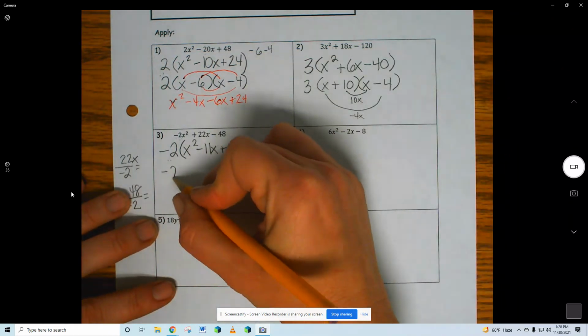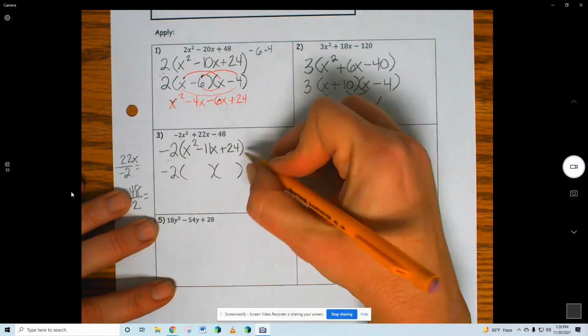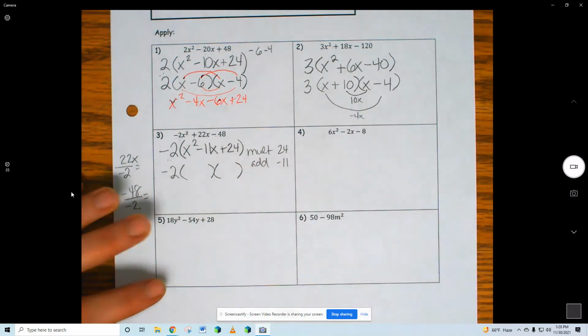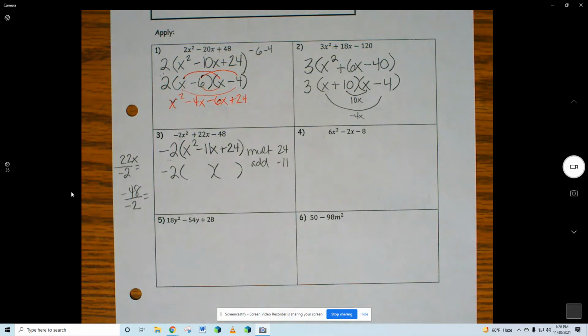What two numbers multiply to make a 24 and add to a negative 11? Talk to your groups. Go. Times tables. You need to be good. Multiplies to 24, adds to negative 11. Wouldn't it be negative 8? I was with the wrong negative thing. 8 and negative 3. 8 times 3? I like 8 times 3.